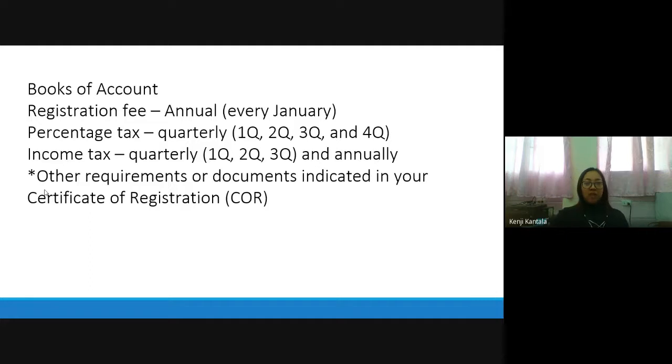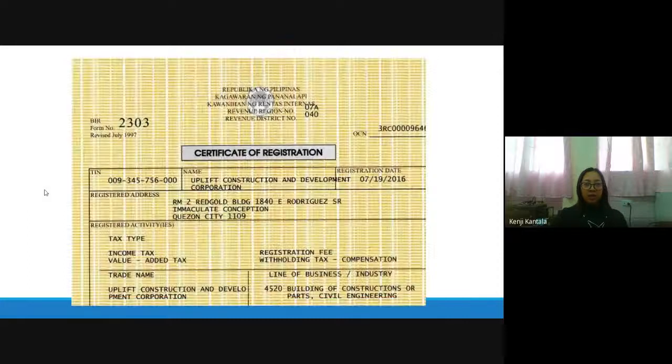But don't worry kasi yung mga additional compliance na yan would be indicated in your COR or your Certificate of Registration. So kapag mag-register kayo sa BIR, bibigyan nila kayo nitong yellow form na to. So that, dyan nakasulat yung mga PIN ninyo, yung name ng business ninyo, yung registration date, yung address, and then ito yung pinaka-importante, yung tax type. So it is indicated here, kailangan niya magbayad ng income tax, ng value-added tax, ng registration fee, at ng withholding tax compensation. Okay, so depende yan sa negosyo ninyo.